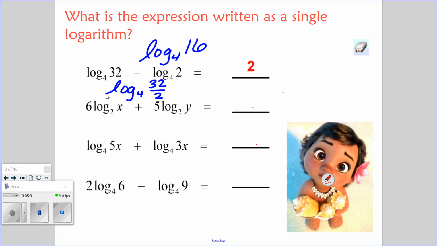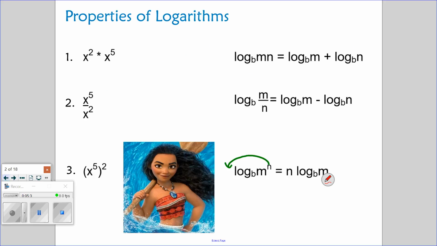All right, so next one, 6 times log base 2 of x. Let's just take one piece at a time. Because when there's a number out in front, where did this come from? Look back at your properties. It's an exponent. This actually is log base 2 of x to the 6. If you go back to your properties, if there was a number out in front, that came from it being an exponent on the other part of the problem.